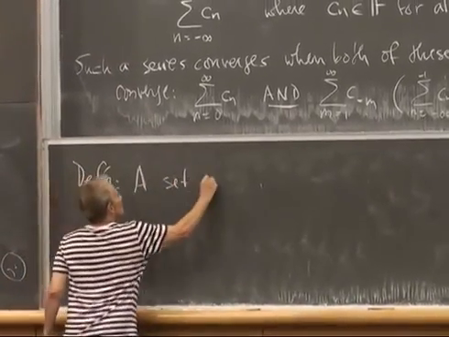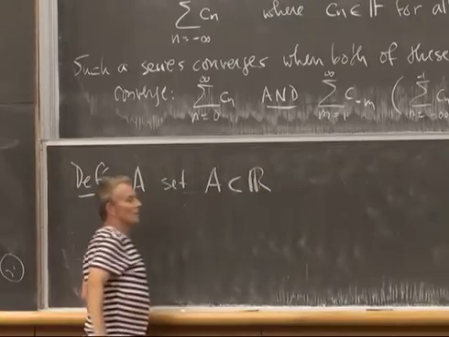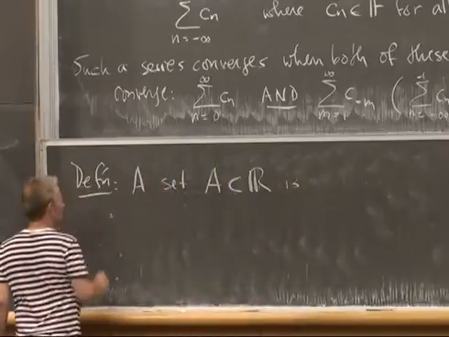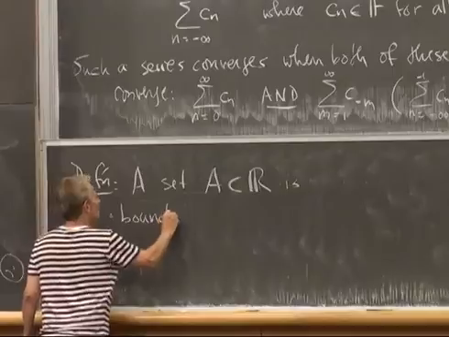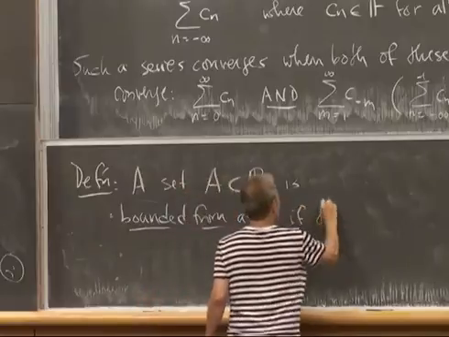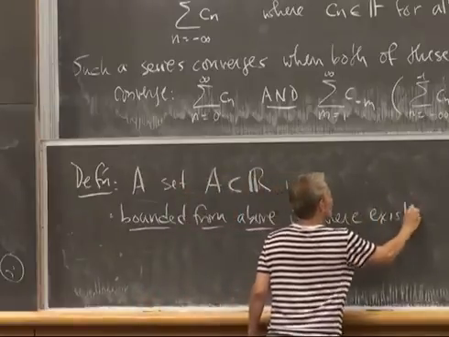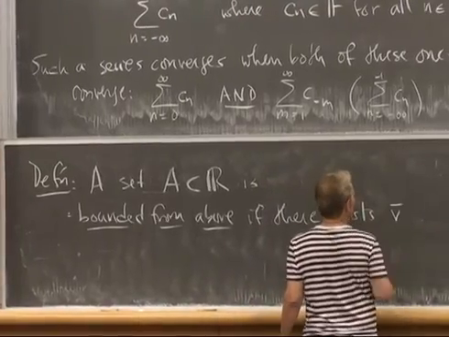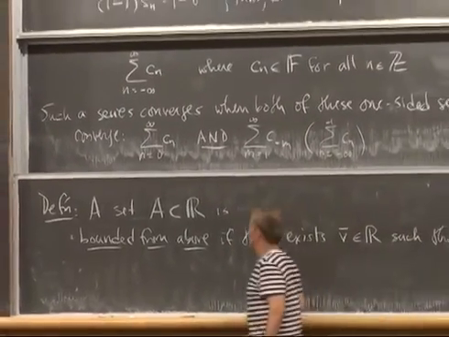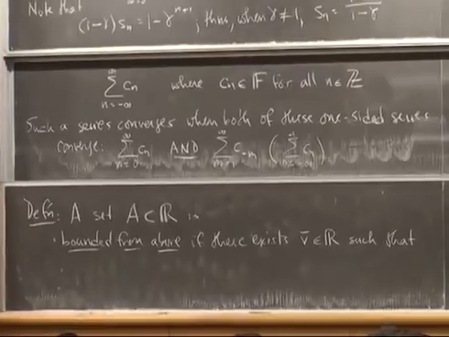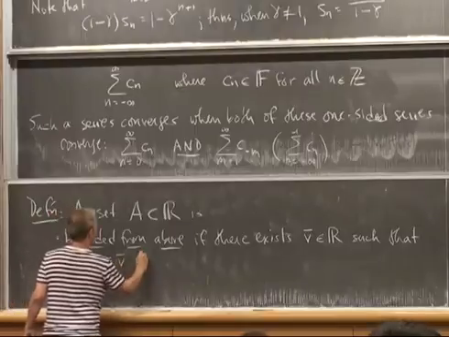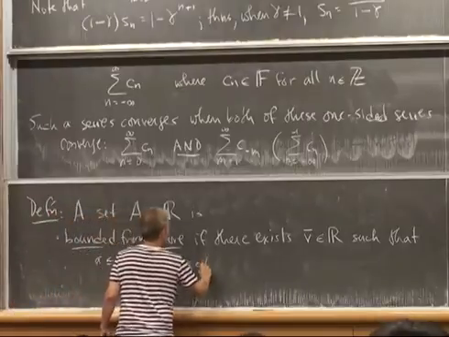A set A of real numbers, so A is a subset of the reals, is, it's going to be a three-part definition, bounded from above if there exists some, let's call it V upper bar in the reals, such that A is less than or equal to V upper bar for all A in capital A.